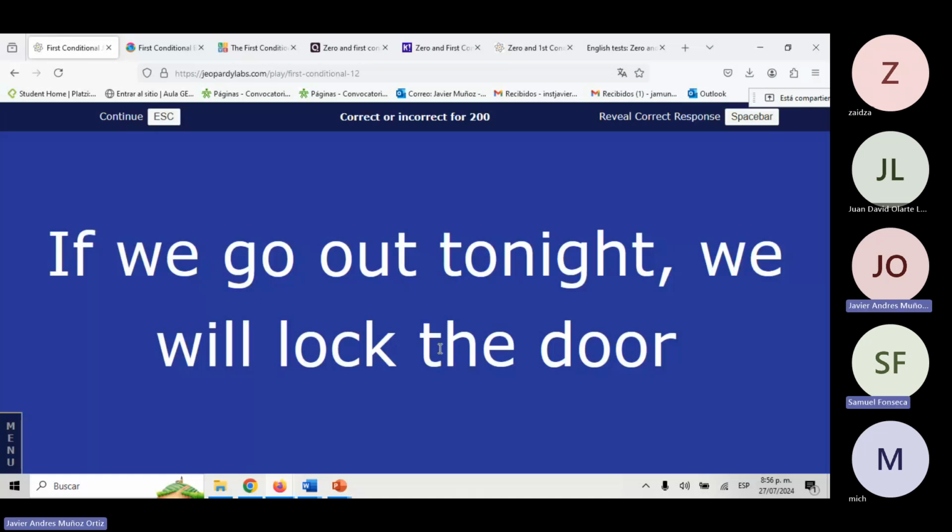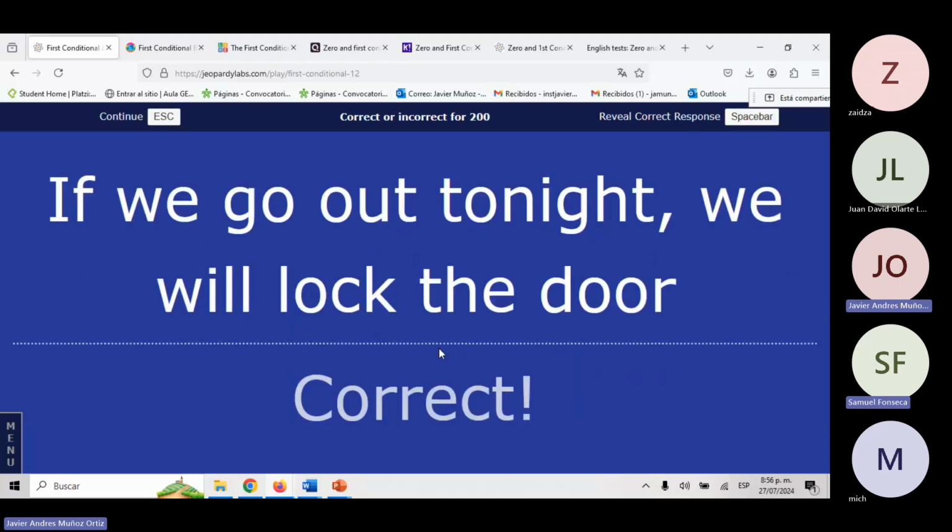Okay, let's see. Let's check if your answer is correct. And the answer is correct. It doesn't matter if we have the cause and then the effect or vice versa. We have the effect and then the cause. It doesn't matter. In this case, both options are correct. We will lock the door if we go out tonight, or if we go out tonight, we will lock the door. Both options are correct.